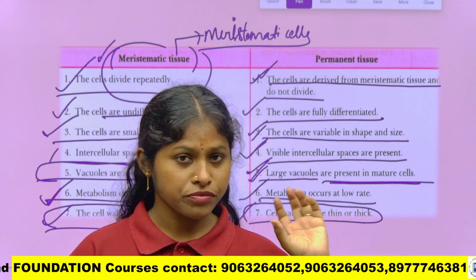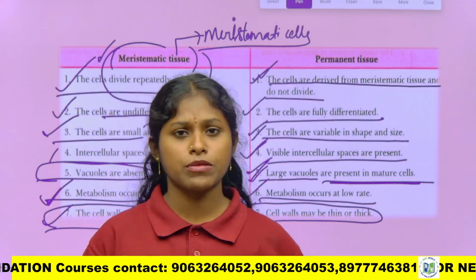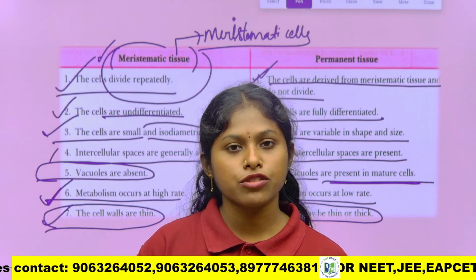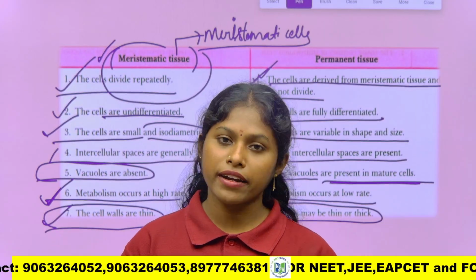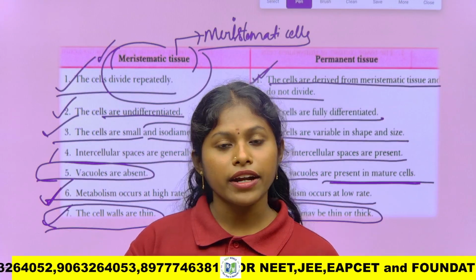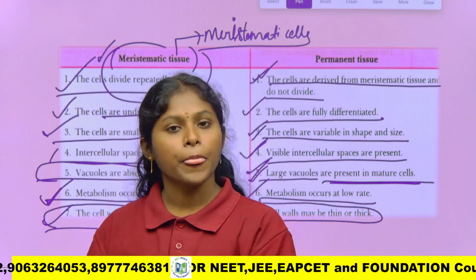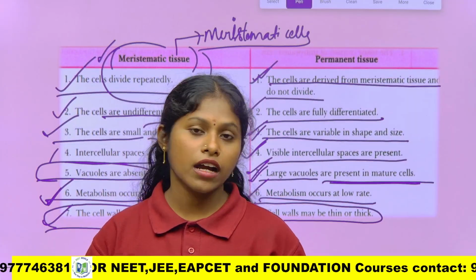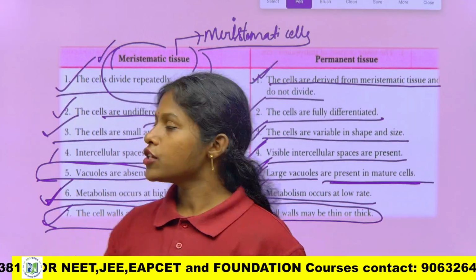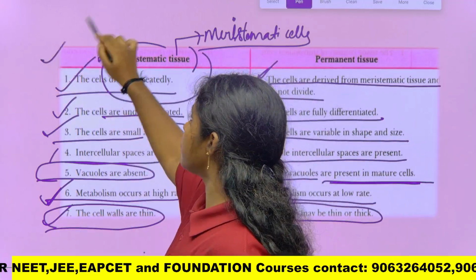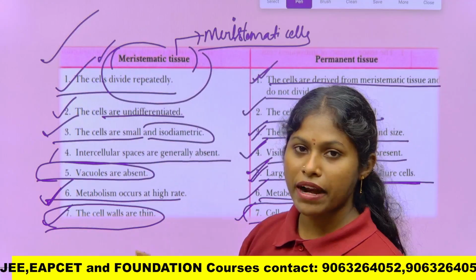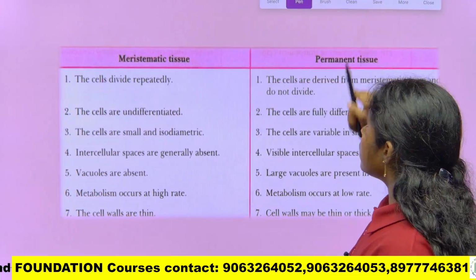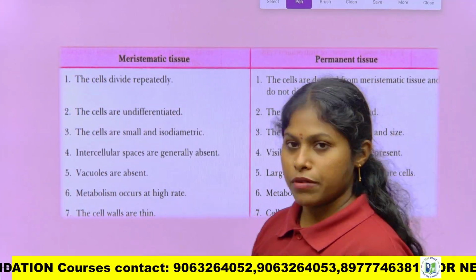And coming to permanent tissues, there are two types: simple permanent tissue and complex permanent tissue. Simple permanent tissues are of three types, right: parenchyma, sclerenchyma and collenchyma. And coming to the complex permanent tissues, there are two types. What are they, children? They are xylem and phloem, right. So, this is about the differences between the meristematic and permanent tissue. We learned about the difference between the meristematic and permanent tissue, children.